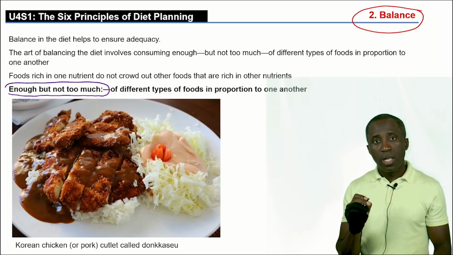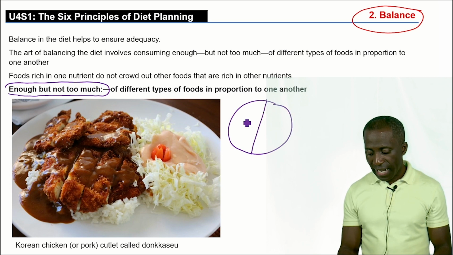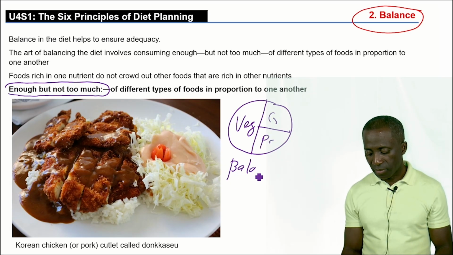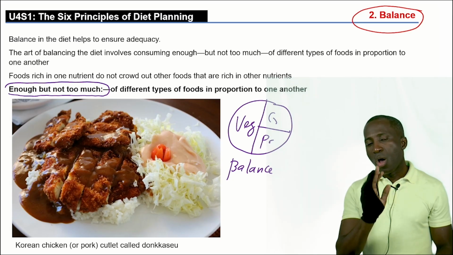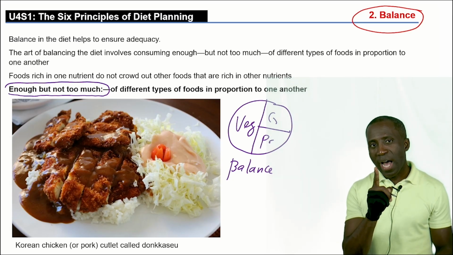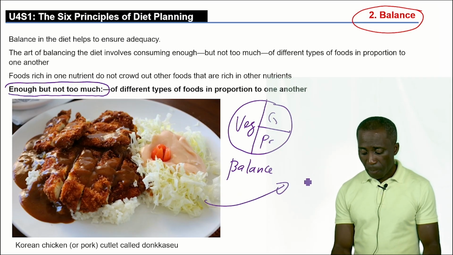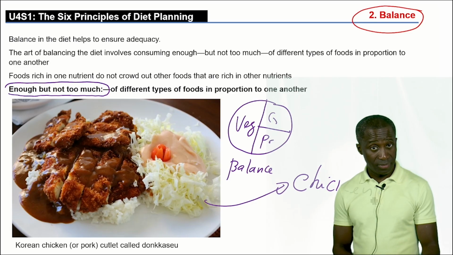Balance here means that when you have your plate as we design it, you want to have a lot of vegetables, and then you have grains here and you have proteins here. This is balance. Okay? This plate, is it balanced? No. Why? Because in this plate, what do we have? Okay? In this plate, we have too much chicken, all right?